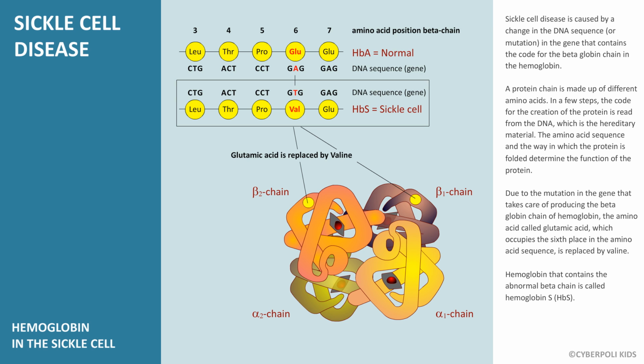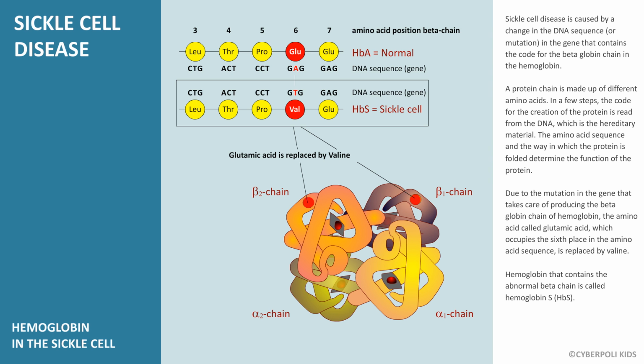A protein chain is made up of different amino acids. In a few steps, the code for the creation of the protein is read from the DNA, which is the hereditary material. The amino acid sequence and the way in which the protein is folded determine the function of the protein.